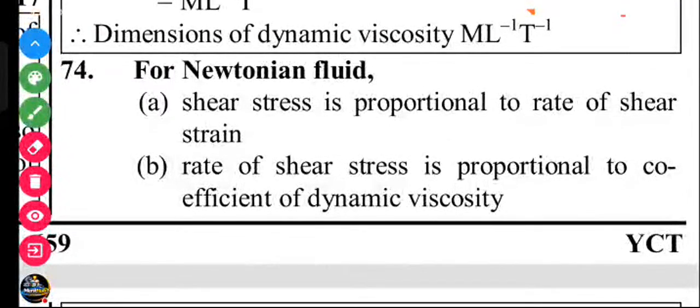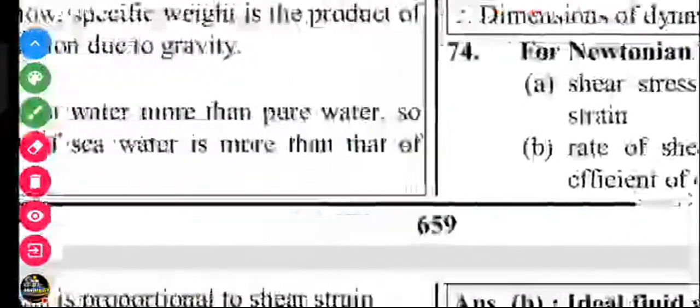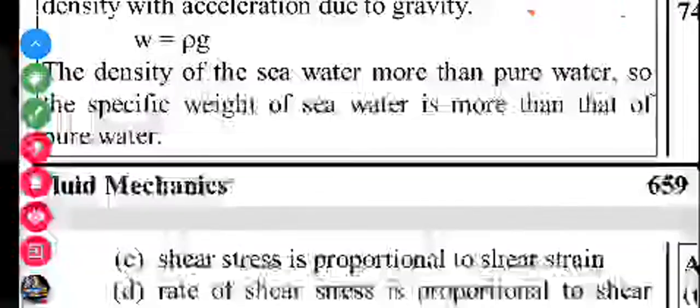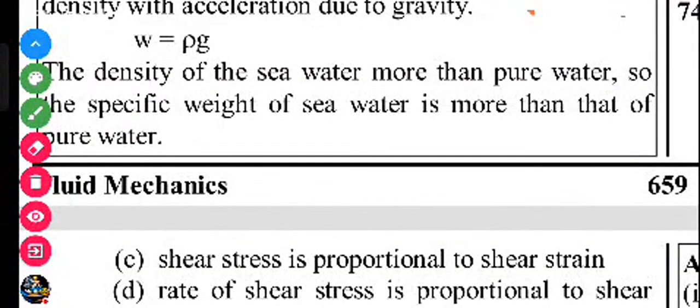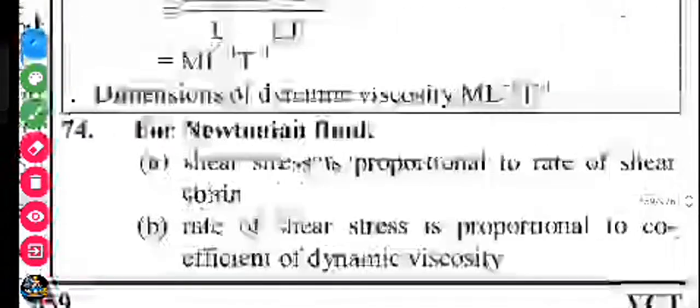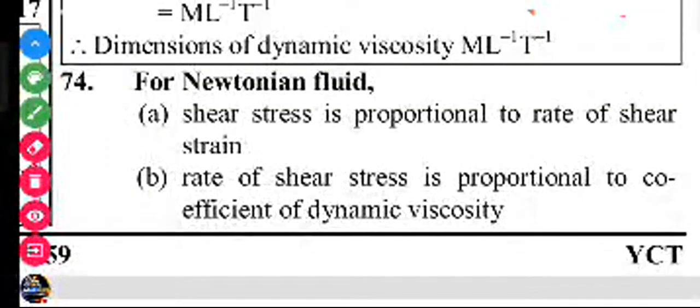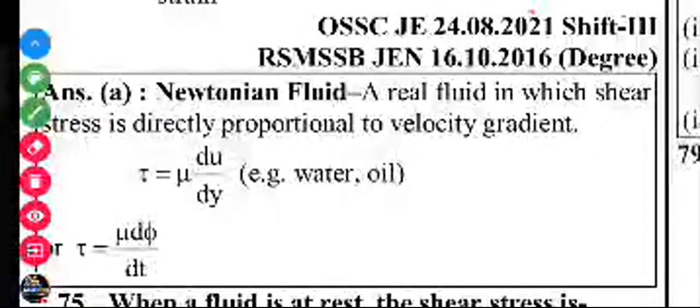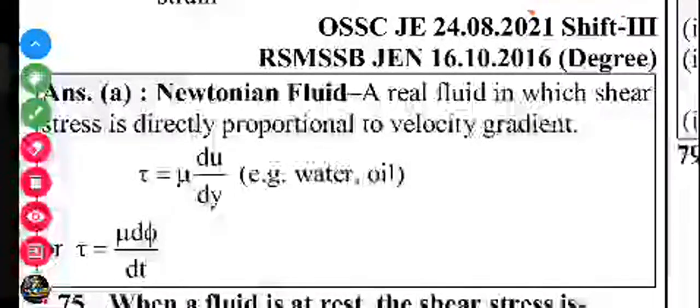In a Newtonian fluid, shear stress is proportional to the rate of shear strain, with the coefficient of dynamic viscosity as the constant. So here is the answer. Let's check that. A real fluid in which the shear stress is directly proportional to the velocity gradient is a Newtonian fluid. Real fluids like water and oil are Newtonian fluids.